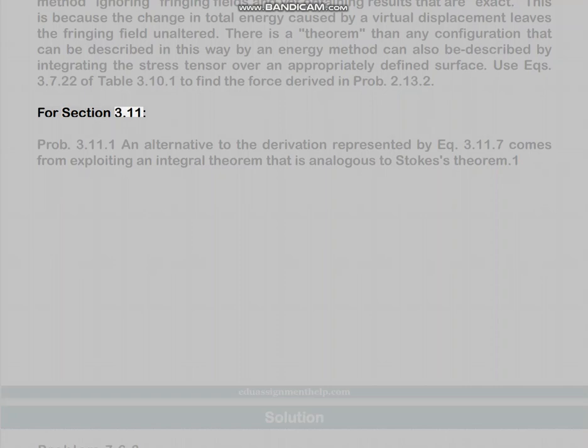For Section 3.11, Prob. 3.11.1: An alternative to the derivation represented by Eq. 3.11.7 comes from exploiting an integral theorem that is analogous to Stokes's theorem.